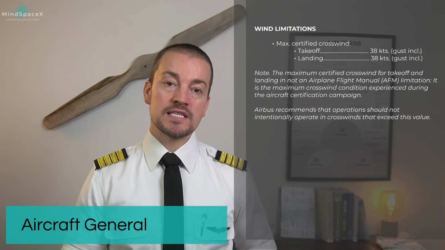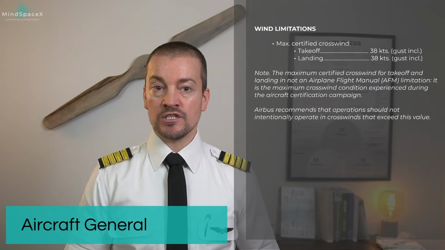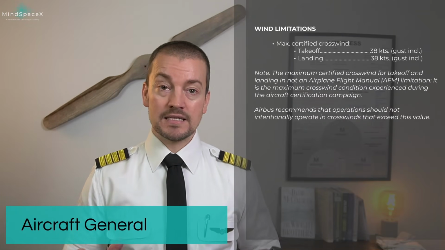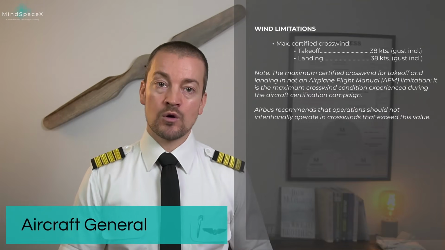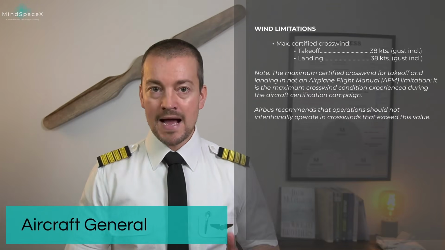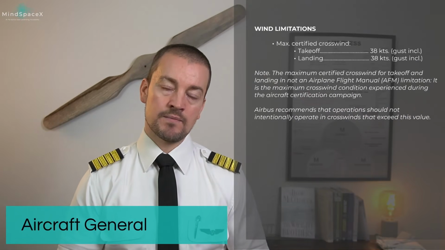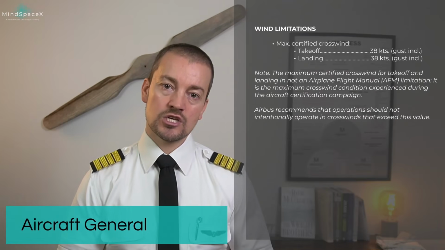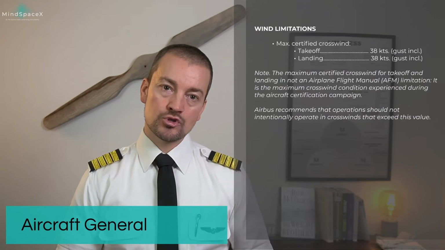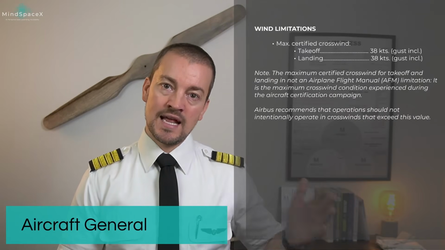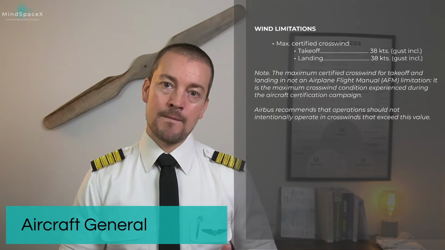There are also limitations placed on the aircraft based on wind. These limitations include crosswind, tailwind limitations, as well as limitations for operating the cargo doors and cabin doors. The maximum certified crosswind for the Airbus A320 family is 38 knots, gusts included. Note that the maximum certified crosswind for takeoff and landing, as I just stated, is not an airplane flight manual limitation.